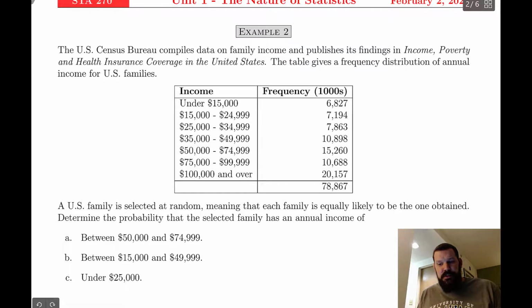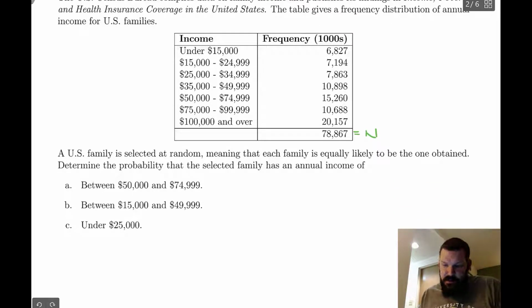Example 2 uses a distribution table for annual income of U.S. families, and we can still use the same information to come up with probability values. I want you to notice that our N is 78,867. Part A says find the probability that a selected family has an income between 50,000 and 74,999. That is going to be this row in our table, so that one is pretty easy to answer.